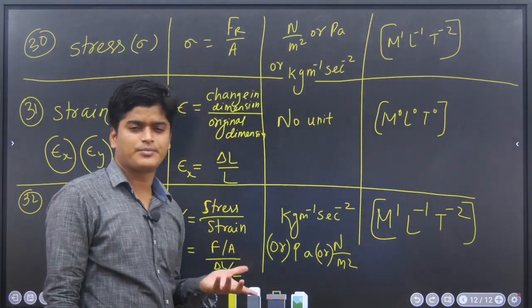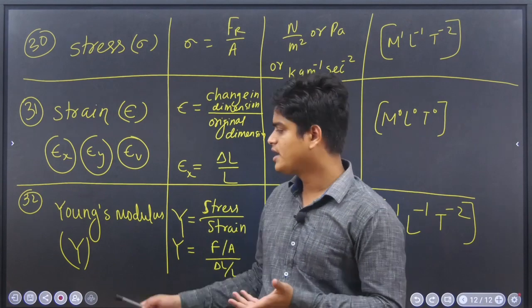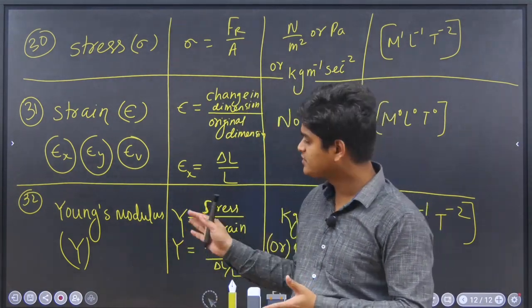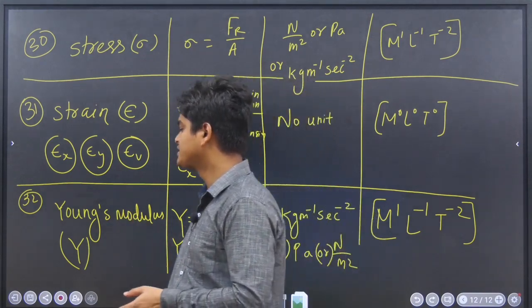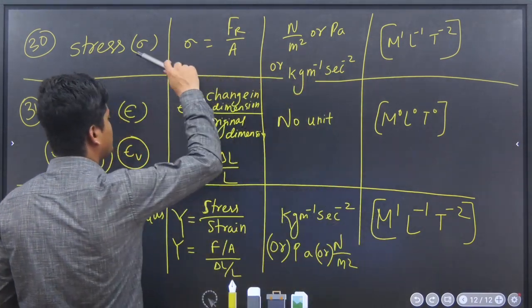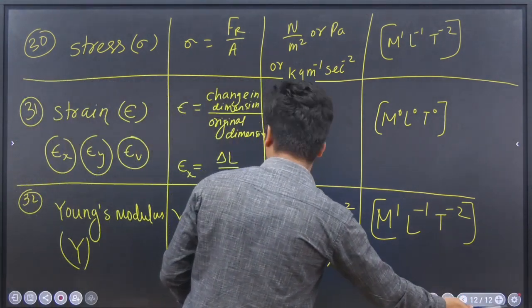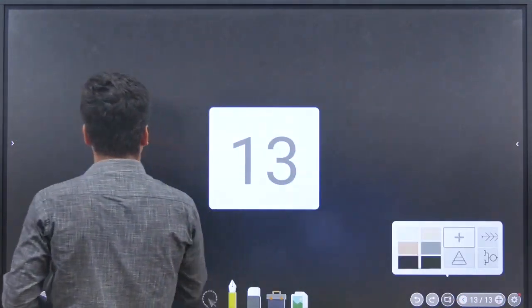Similarly, there are other types of modulus of elasticity, like bulk modulus and modulus of rigidity. All those will come under this. So the unit will be the stress unit or pressure unit. Understanding? So that one also remember.